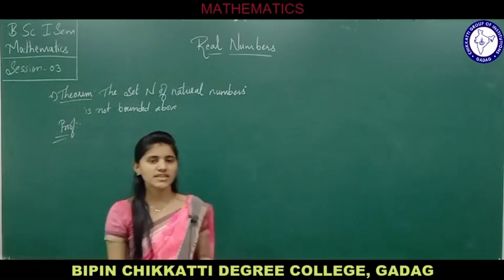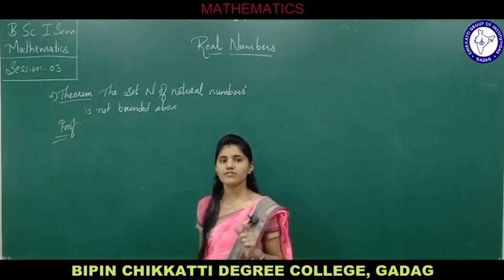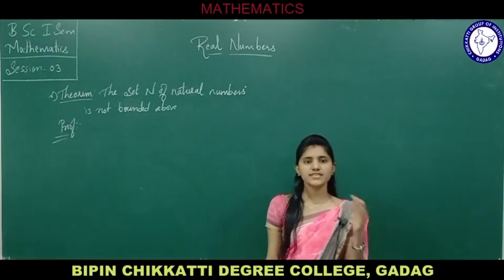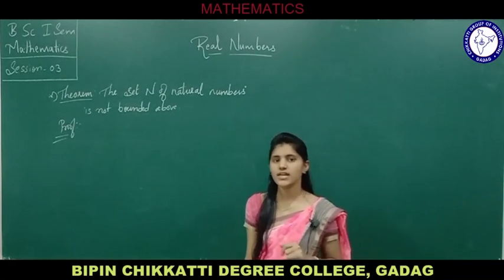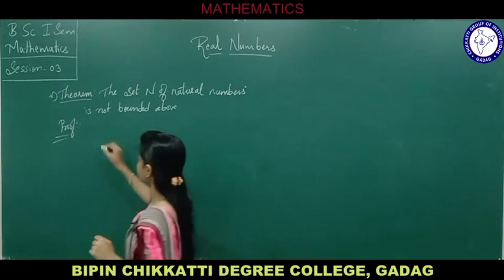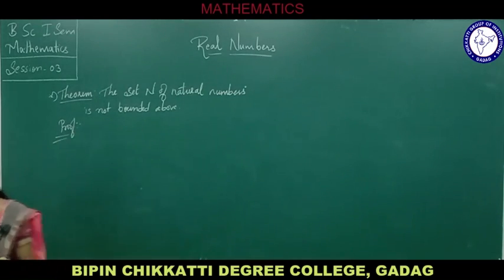To prove this theorem, we have two methods, method 1 and method 2. First, let us look over method 1. We shall prove the theorem and then go to method 2. What we are going to do? Method 1.